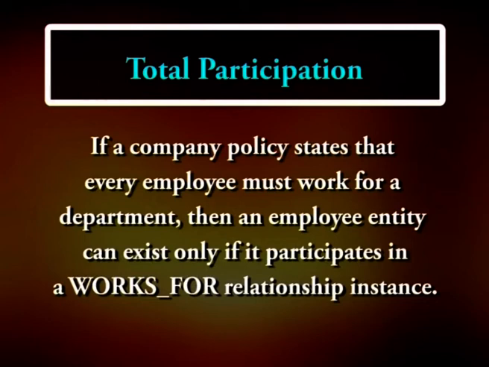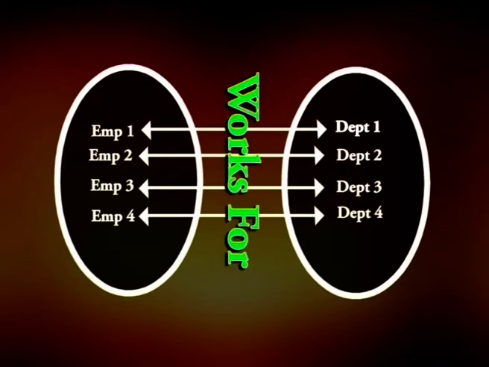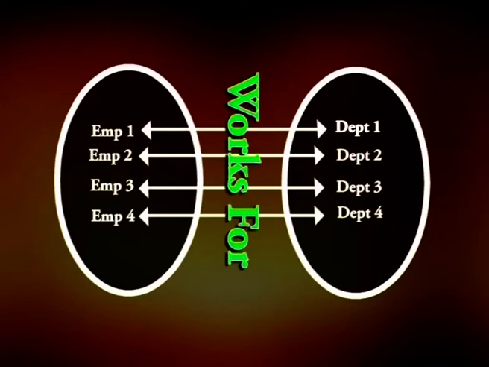If a company policy states that every employee must work for a department, then an employee entity can exist only if it participates in a works for relationship instance. Look at the diagram. Thus, the participation of employee in works for department is called total participation, meaning that every entity in the total set of employee entities must be related to a department entity via works for.